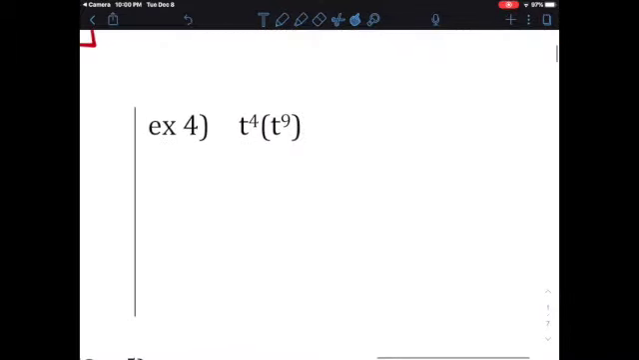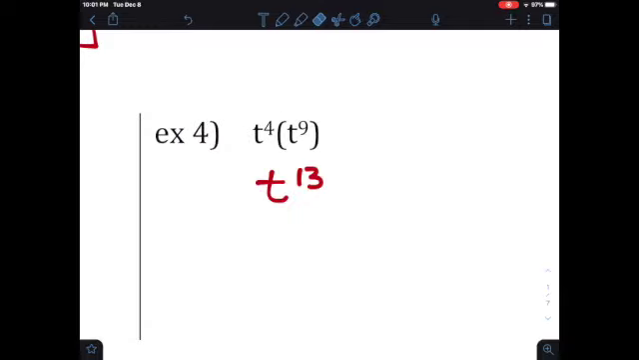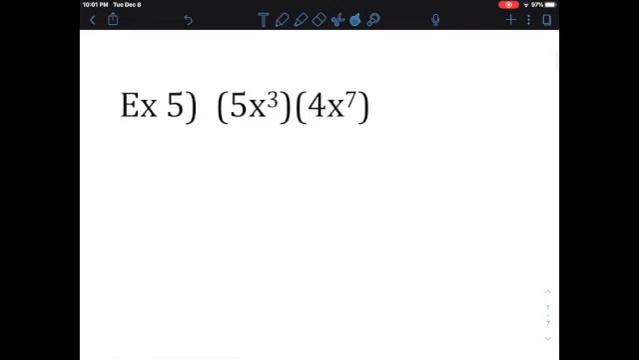Example number 4, you guys try it. The rule applies as long as you have the same base. Example number 4 is t to the 13th power, because 4 plus 9, and both of them have t as the base. Now example number 5 is exactly the same thing, with numbers and an x.